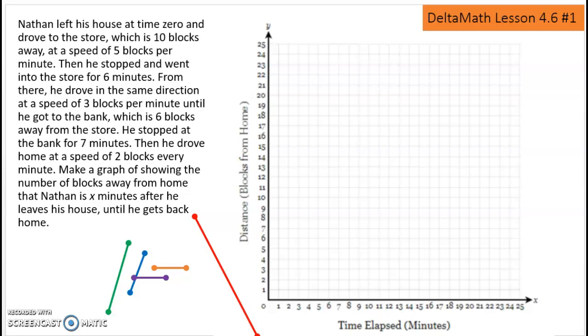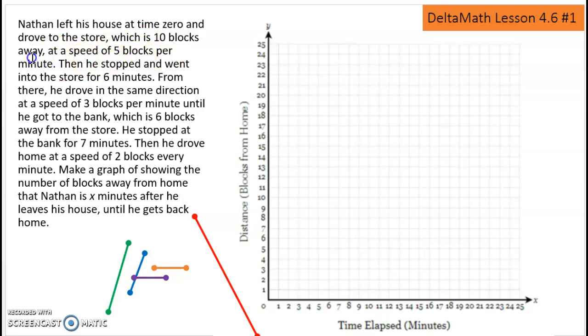Okay, so now that you've unpaused it, we're going to break this problem down. And that's the way I would do every word problem. I'd first read through the entire scenario, then I would come back and break it down line by line, word by word to help me understand it. So if I look, Nathan left his house at time 0. So on a graph, time 0 is going to be at 0, 0. That's when he left his house. Okay, and he drove to the store, which is 10 blocks away at a speed of 5 blocks per minute.